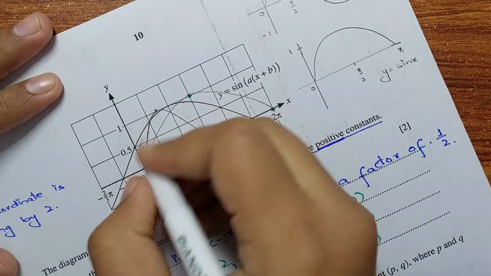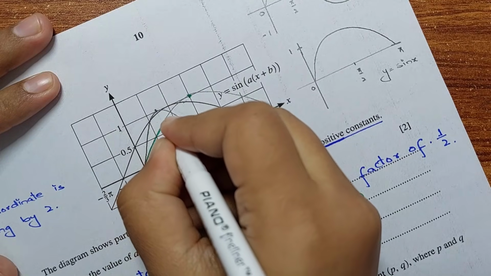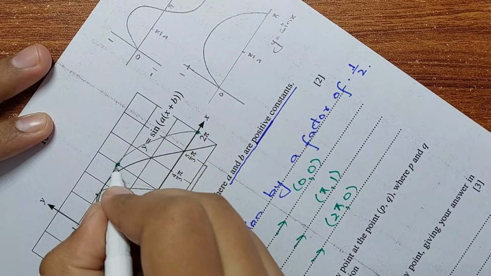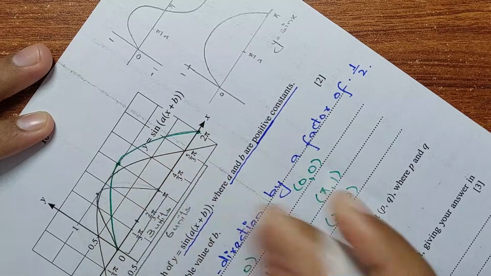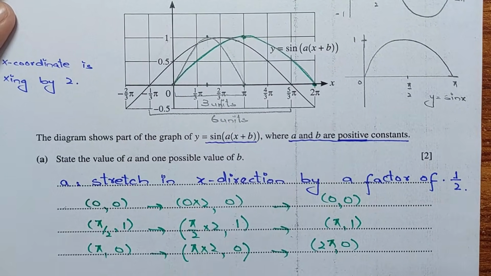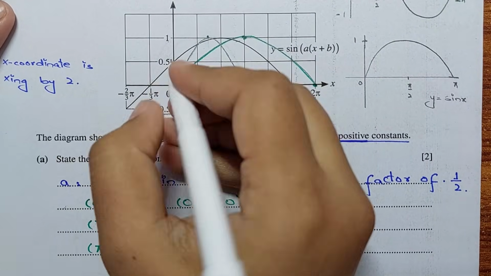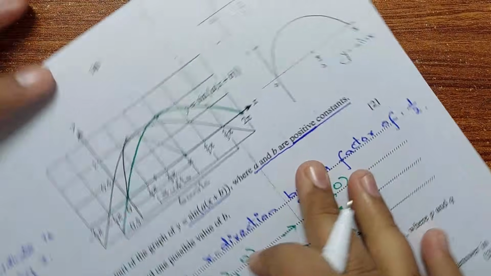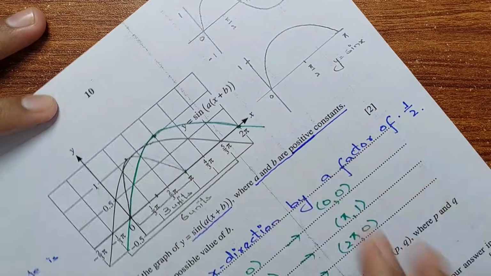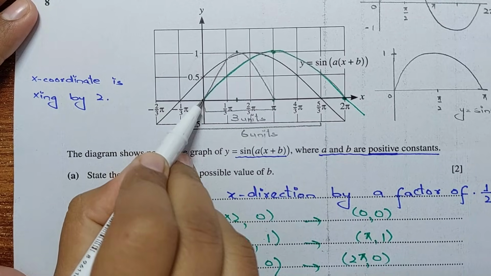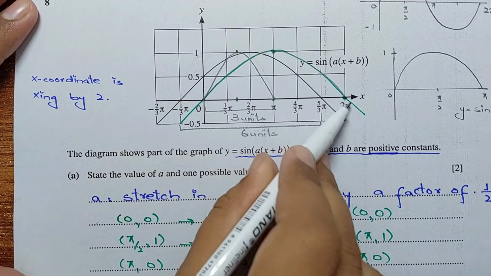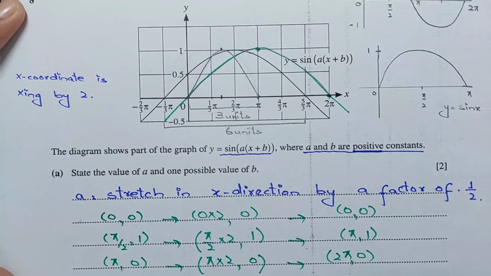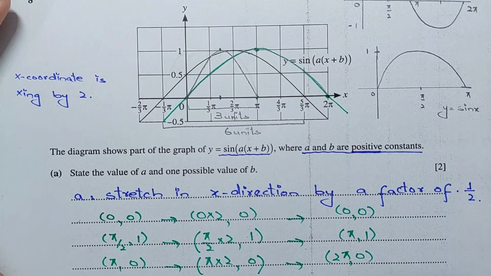Let me sketch it with the green color to differentiate it. After applying a stretch in x direction by a factor of 1 by 2, you will get this stretch, right? Or if I can extend it, this, and extend this. Okay. Now what happened? This point moves to this point. Every point moves some units to the left. We have a translation, it is a horizontal translation, towards left.